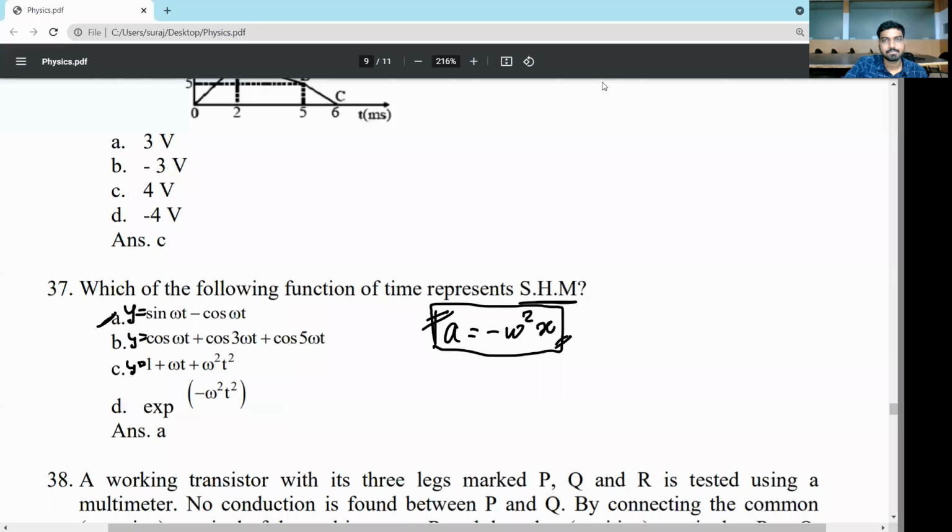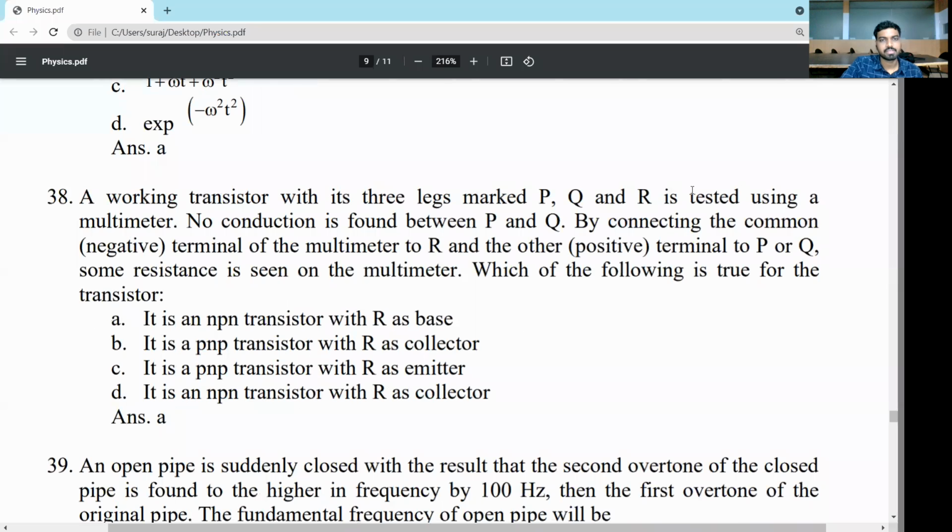Next, question 38. A working transistor with its 3 legs marked PQR is tested using a multimeter. No conduction is found between P and Q. By connecting the common terminal of the multimeter to R and the other positive terminal to P and Q, some resistance is seen in the multimeter. Which of the following is true for the transistor? What is given here? A working transistor with 3 legs marked PQR. So there is a transistor, let's say, somewhat like this.